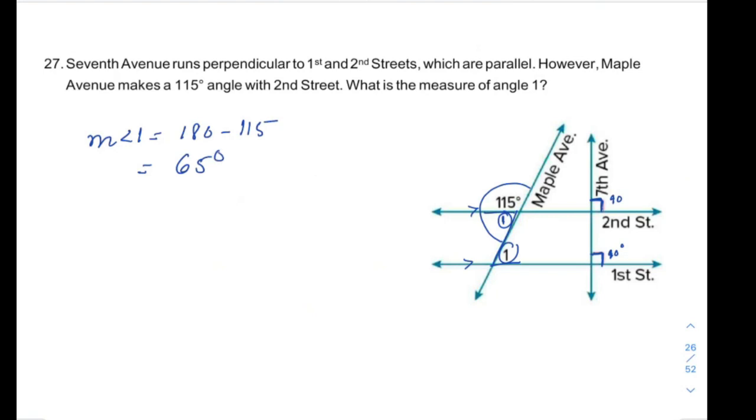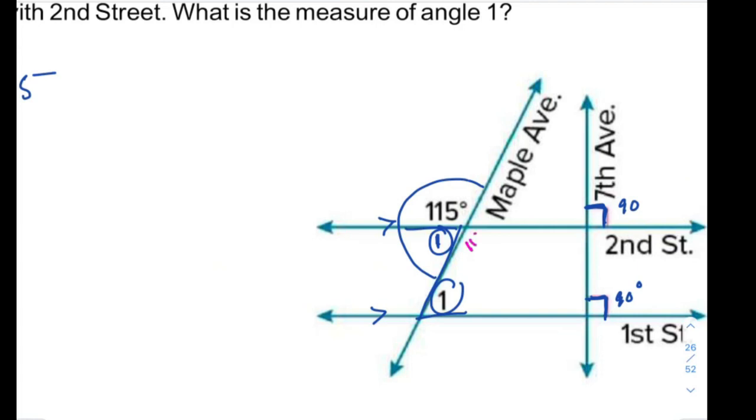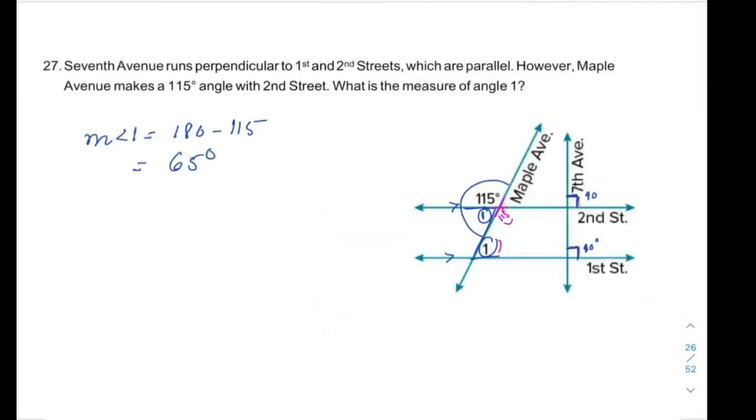Of course, you can do it in another way if you like to. This is 115, since this is vertical with that. 115 and 1 together form consecutive interior angles. That means they have a sum of 180 degrees. So this is valid as well.